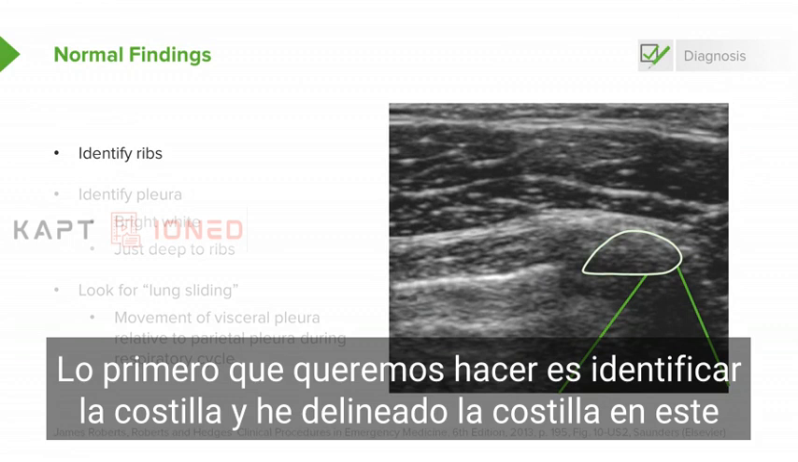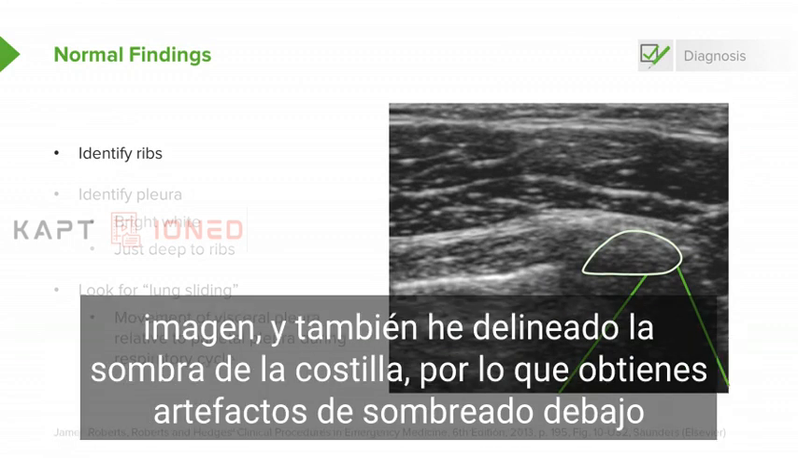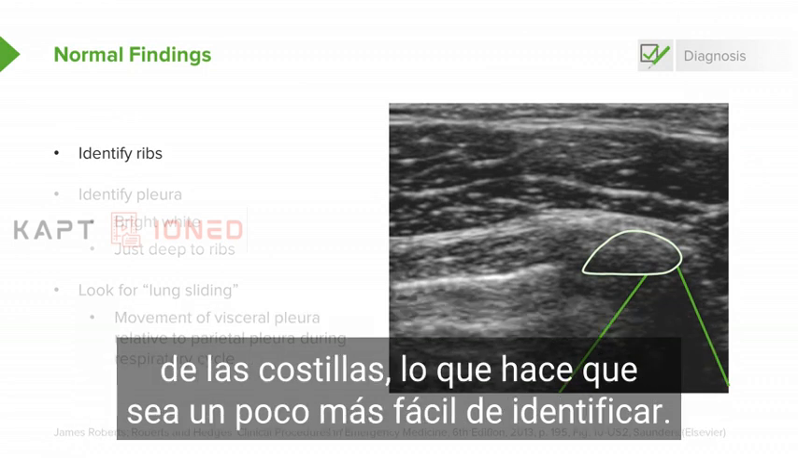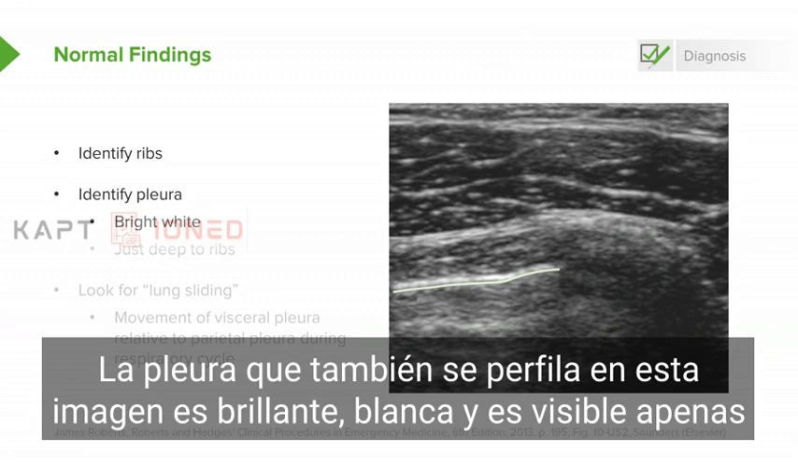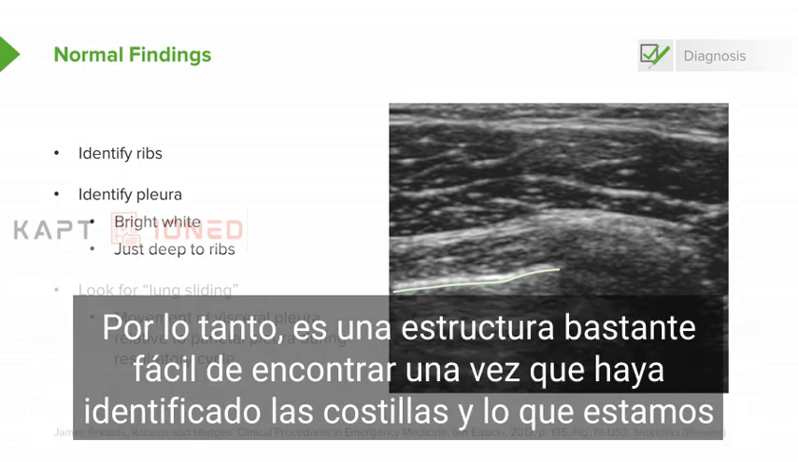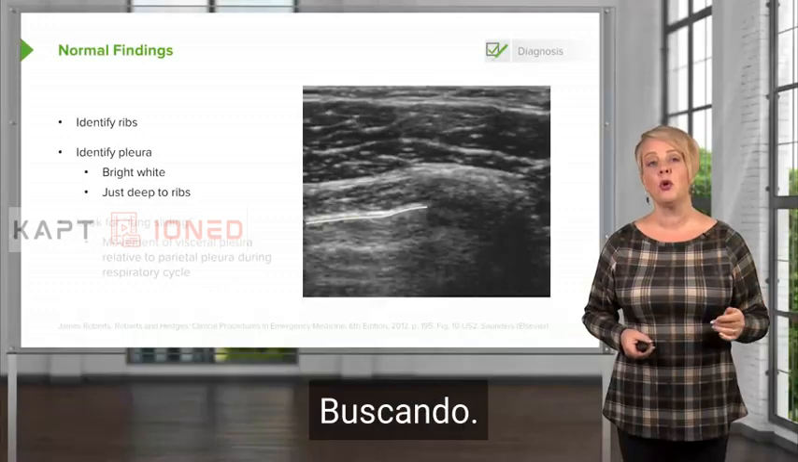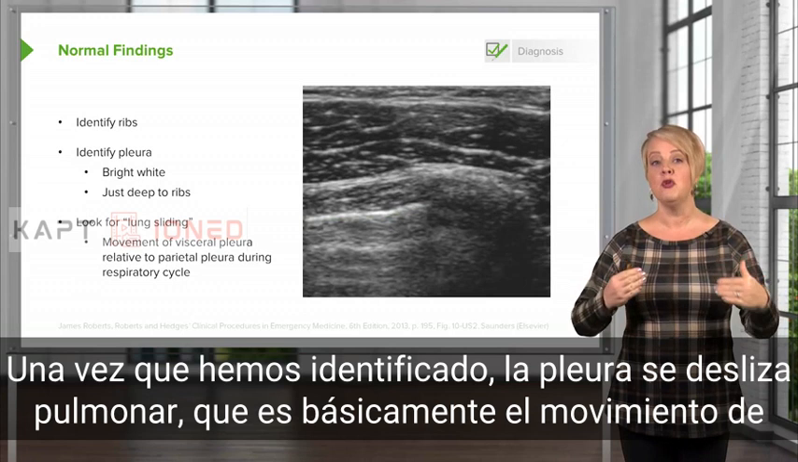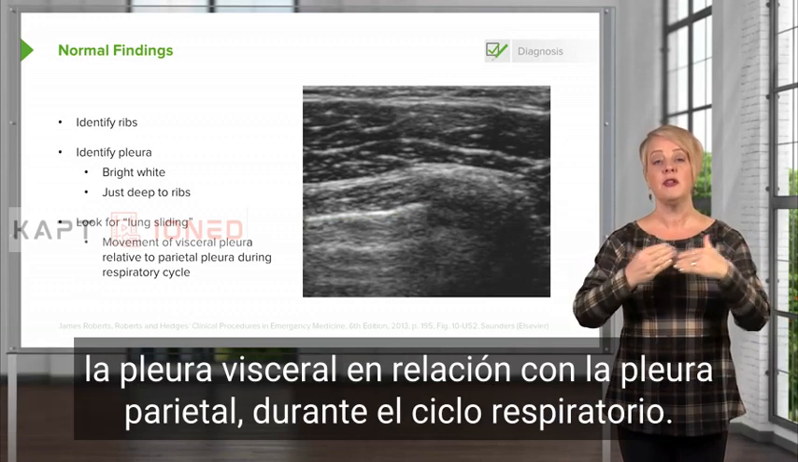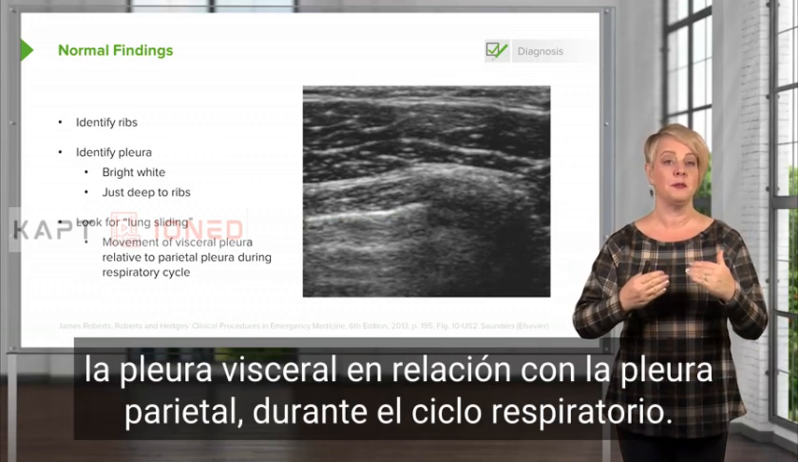And I've outlined the rib on this image, and I've also outlined the rib shadow. So you get shadowing artifacts underneath of the ribs, which makes it a little bit easier to identify them. The pleura, which is also outlined on this image, is bright white and is visible just underneath of the ribs. So it's a pretty easy structure to find once you've identified ribs. And what we're looking for once we've identified the pleura is lung sliding, which is basically movement of the visceral pleura relative to the parietal pleura during the respiratory cycle.